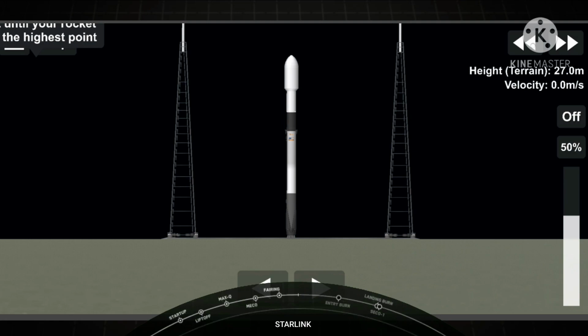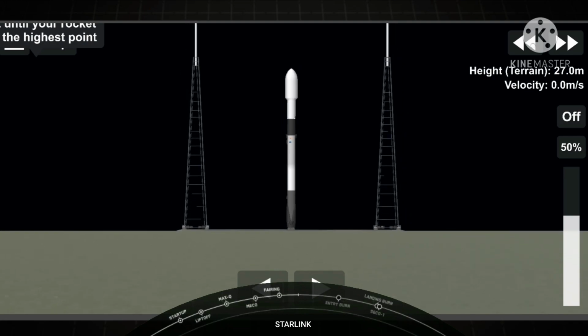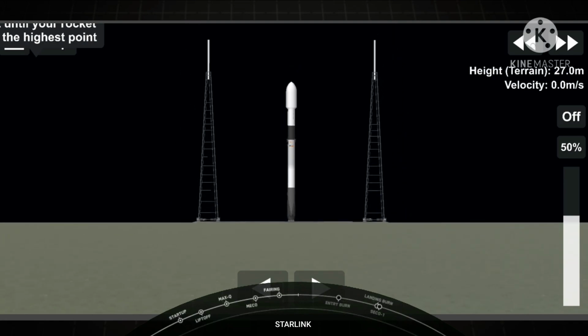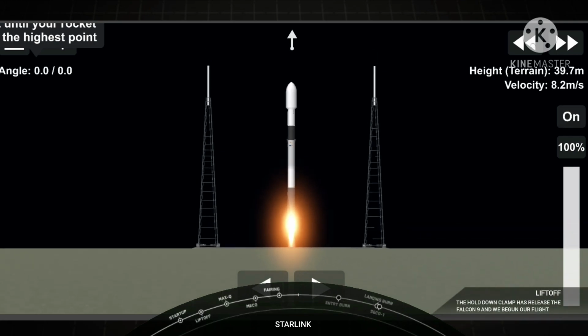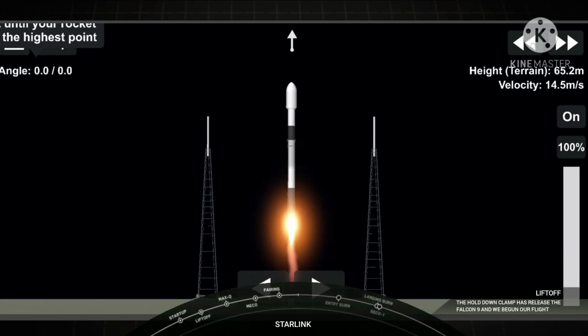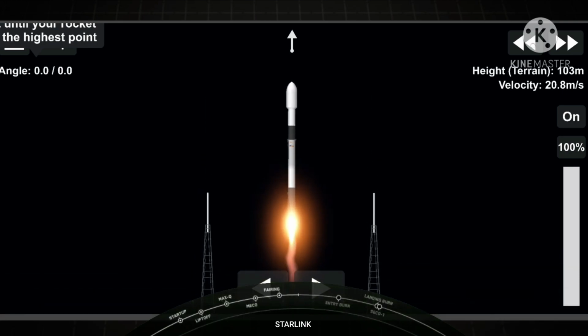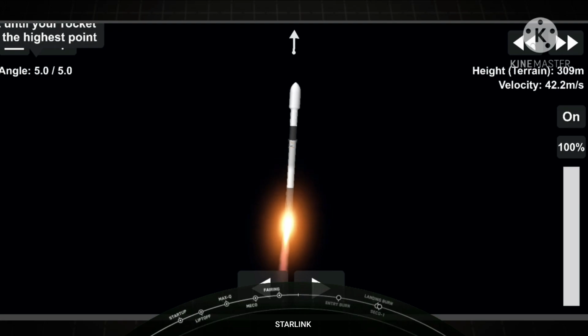Stage 1. T-minus 15 seconds. 10, 9, 8, 7, 6, 5, 4, 3, 2, 1, 0. Ignition and liftoff. Stage 1 propulsion. Vehicle is pitching downrange.